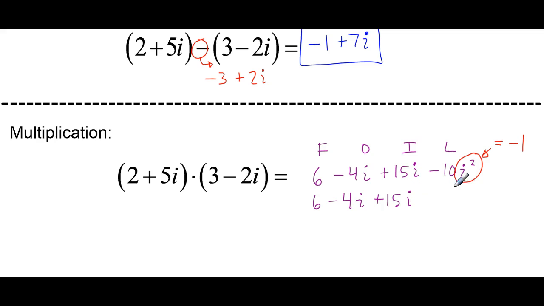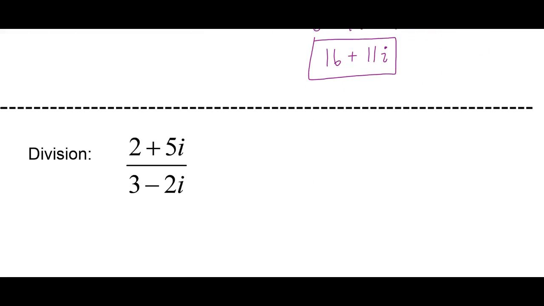There we go. It's 6 minus 4i plus 15i plus 10, because negative 10 times negative 1 is plus 10. So when you go to collect like terms, don't forget to collect the 6 and the 10 at the beginning and the end. And you end up with 16 plus 11i. So adding, subtracting, multiplying, you know what comes next. Yep, dividing. We have to talk about division.